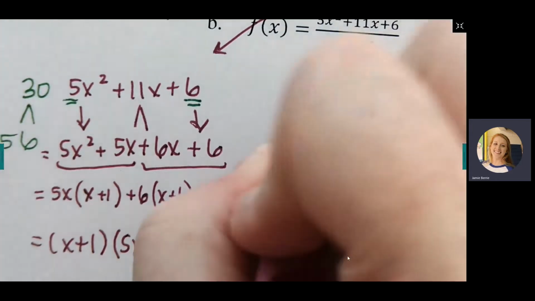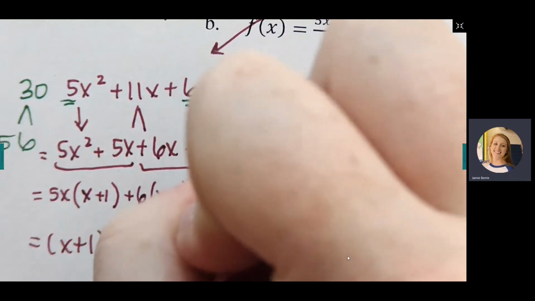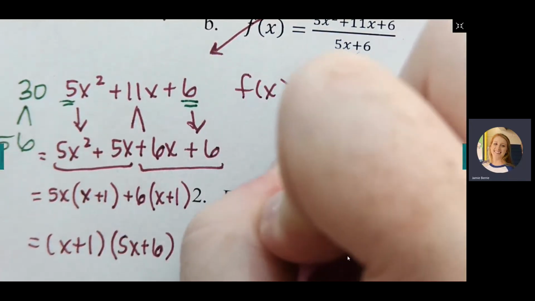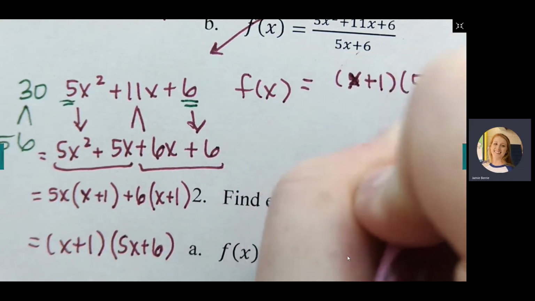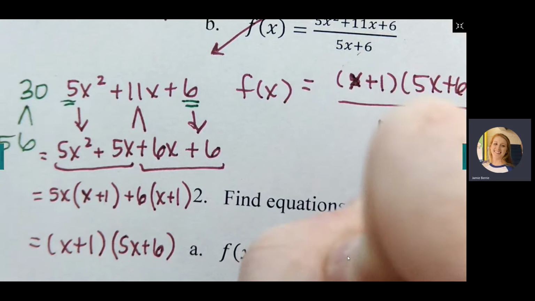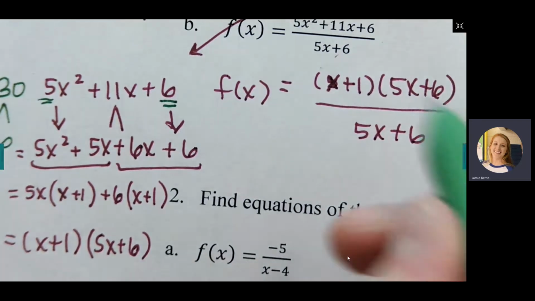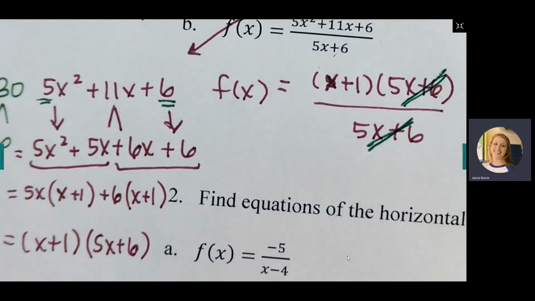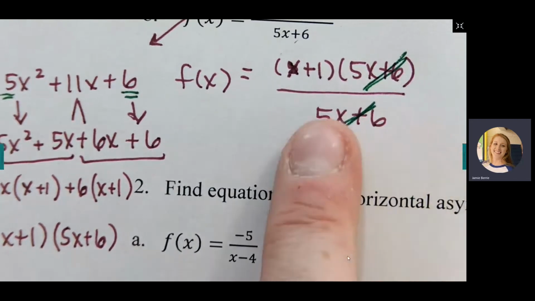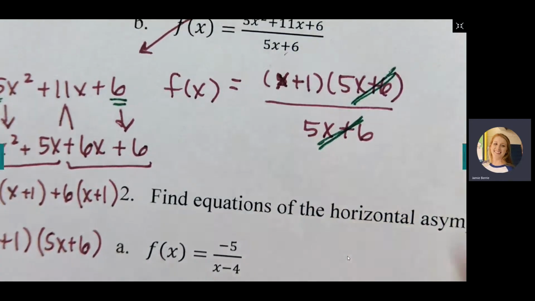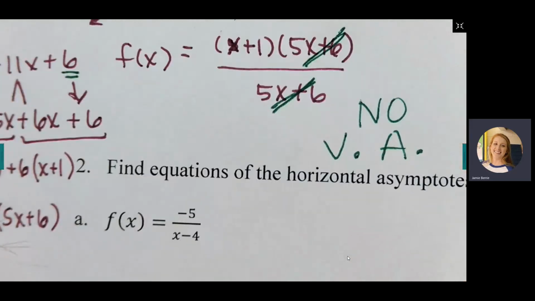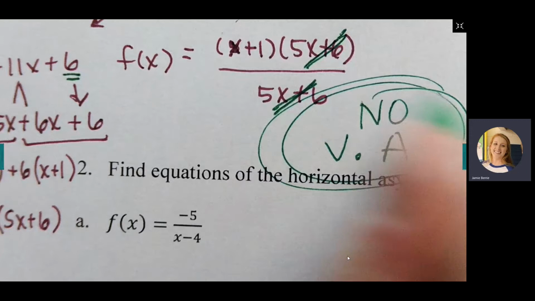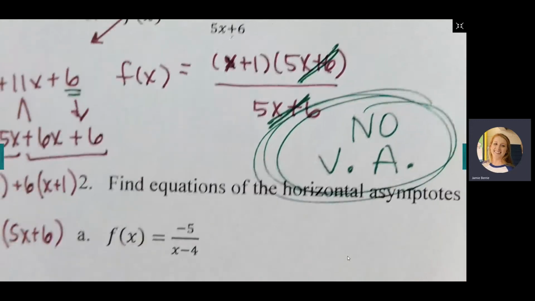All right, so you just go up here. Your function f of x is, let's see, factored numerator is x plus 1 times 5x plus 6. Denominator is 5x plus 6. All right, so that cancels, and you don't have to worry about finding a vertical asymptote. Your denominator's gone. So don't worry about vertical asymptotes here. No vertical asymptotes. I'm going to abbreviate that, VA. So if your denominator cancels, you don't have to worry about finding the vertical asymptote.